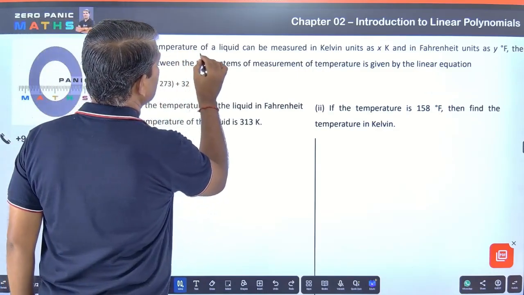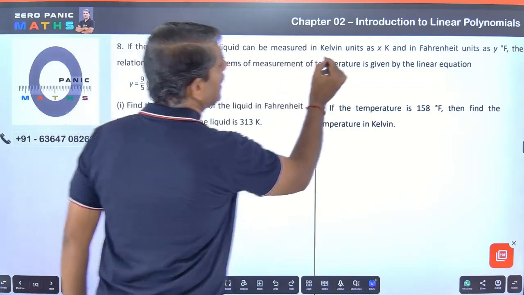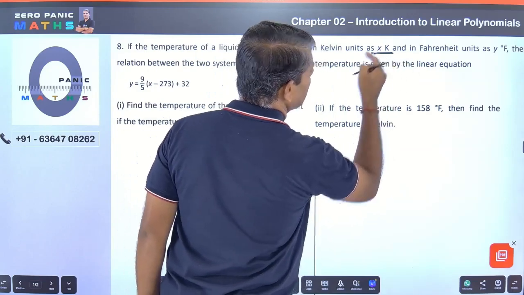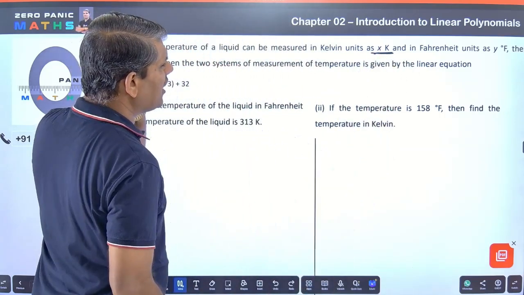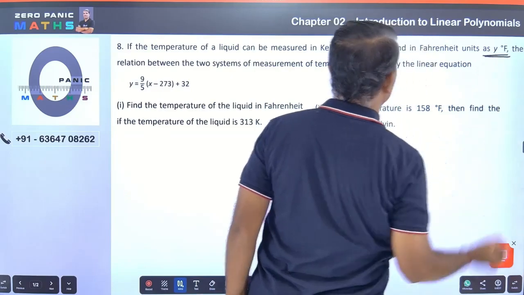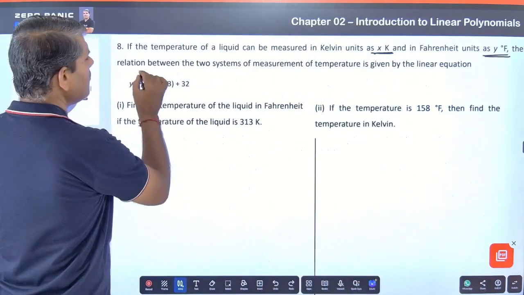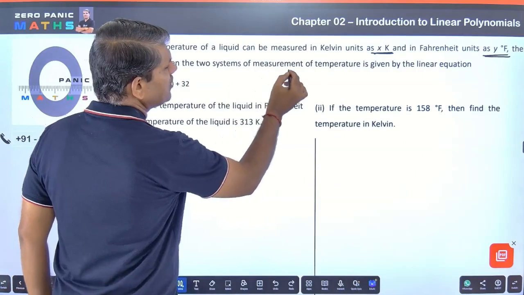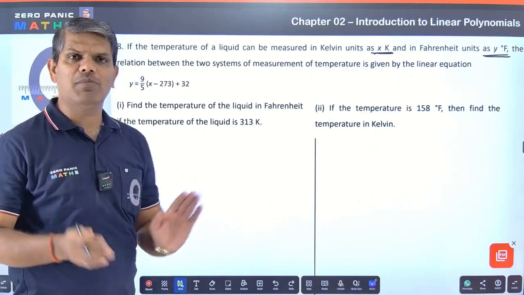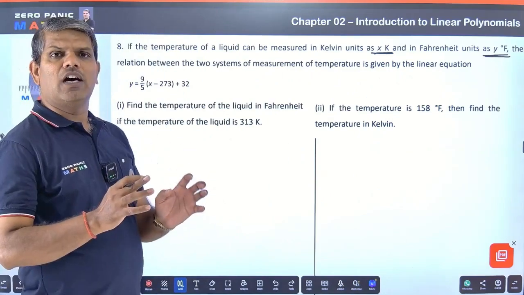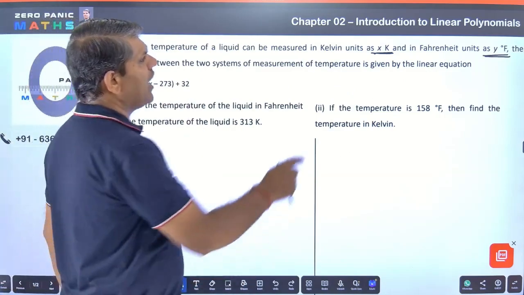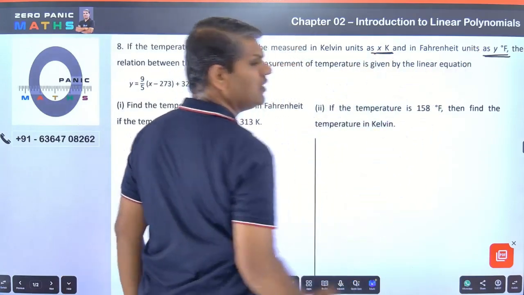If the temperature of a liquid can be measured in Kelvin units as x Kelvin, so this should be read as x Kelvin, and in Fahrenheit as y degree Fahrenheit, the relation between the two systems of measurement of temperature is given by the linear equation. So don't think much about this. There is a liquid, the temperature of which is measured in two different units, one is in Kelvin, the other is in degree Fahrenheit.